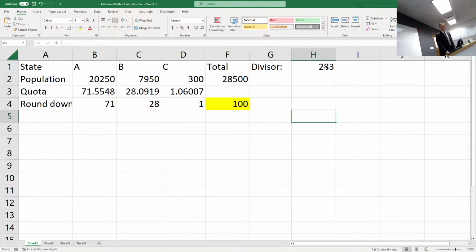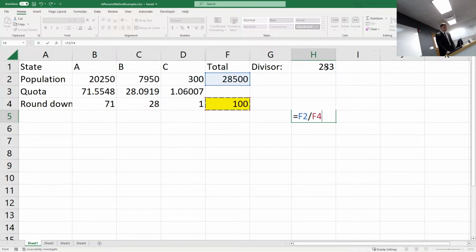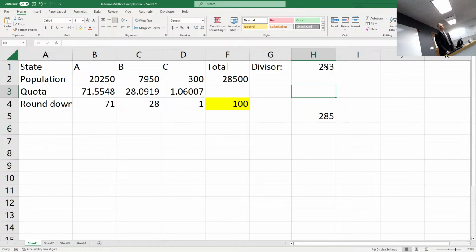But the trick is that you want to figure out what the standard divisor is. The standard divisor is always the total population divided by the number of seats that we're dividing up. So 285, that should be your starting point. You were just starting way too low, but you had the right idea, so you're in good shape. So if you did 285, here's what you'd get. You only got 99 seats instead of 100 seats, and so then you just have to make a slight adjustment to get this to work.